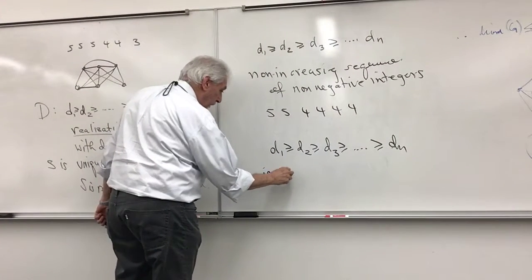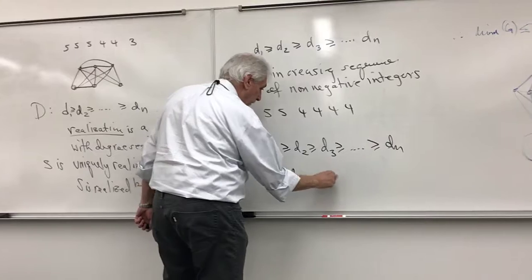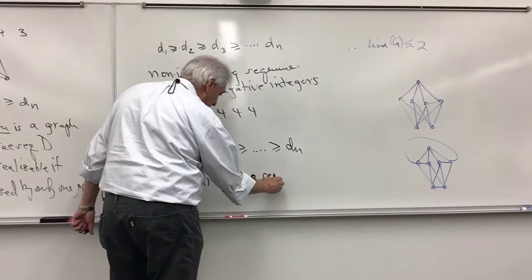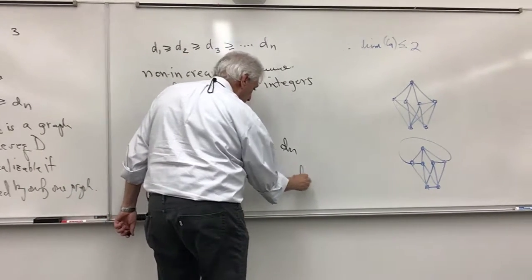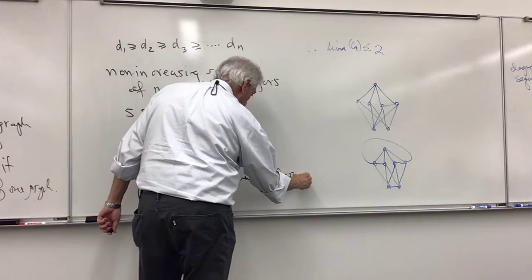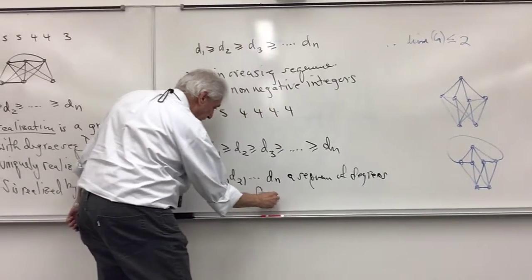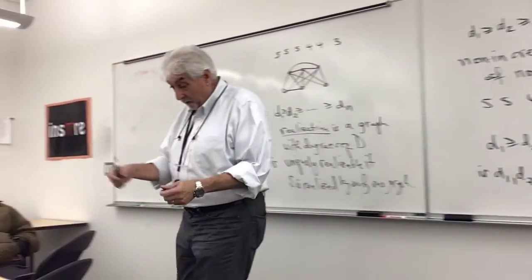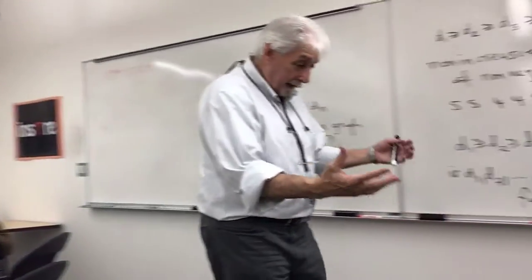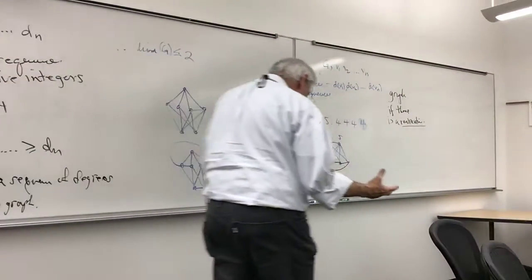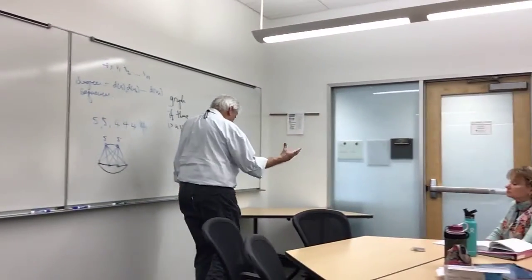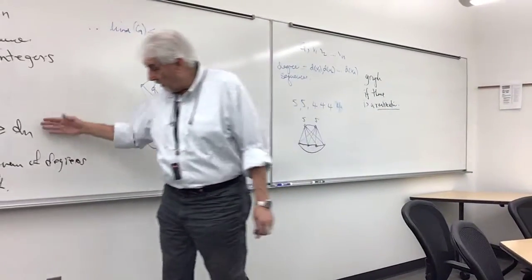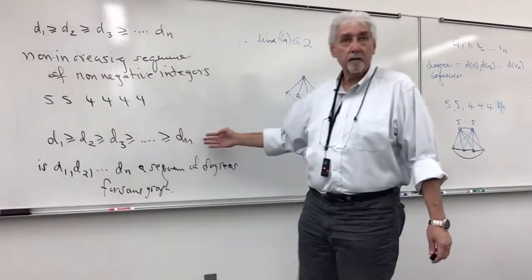Is this sequence D1 through Dn a sequence of degrees for some graph? This is a problem that was around for a long time. Basically, I know very little. I know that their sum must be even. If this is a sequence of degrees for some graph, then the sum must be even.